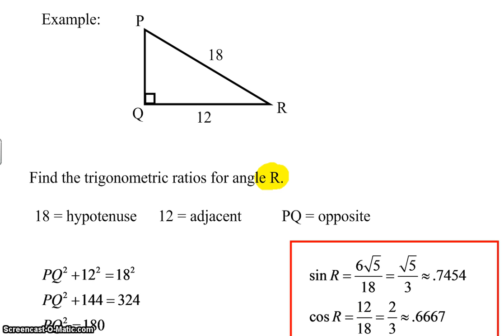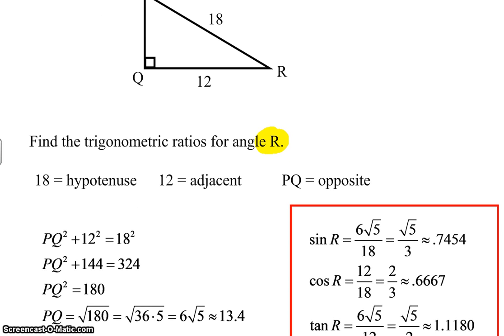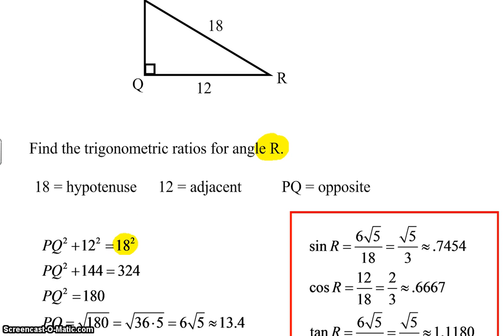So I simply set up Pythagorean theorem. A squared plus B squared equals C squared. Remember, 18 had to be the hypotenuse, or C. Did the work. P squared plus 12 squared equaled 18 squared. Did my arithmetic. 12 squared was 144. 18 squared was 324. Subtracted. Did my square root and came up with two answers. The exact answer, which is 6 square roots of 5, and the approximate answer, which is 13.4.